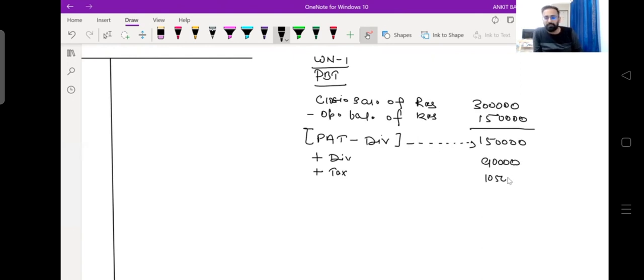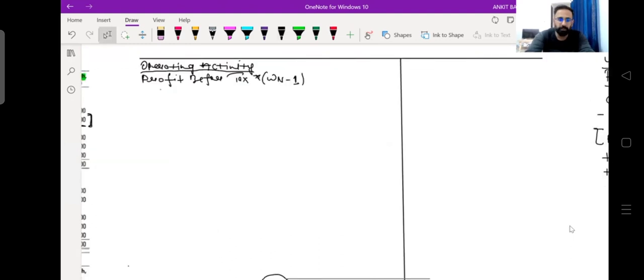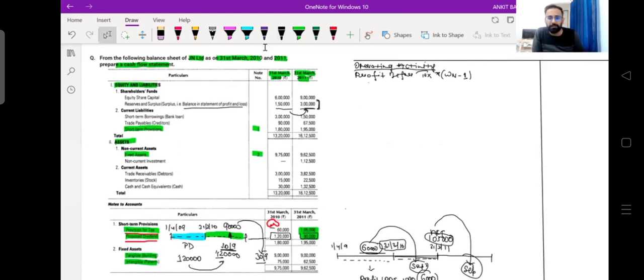From this we will be able to calculate the PBT. Here it is 1,50,000 plus 90,000 plus 1,05,000. So the total PBT amount is 3,45,000. This is the PBT balance. We have calculated the PBT now. I will write it down here: the PBT balance is 3,45,000.